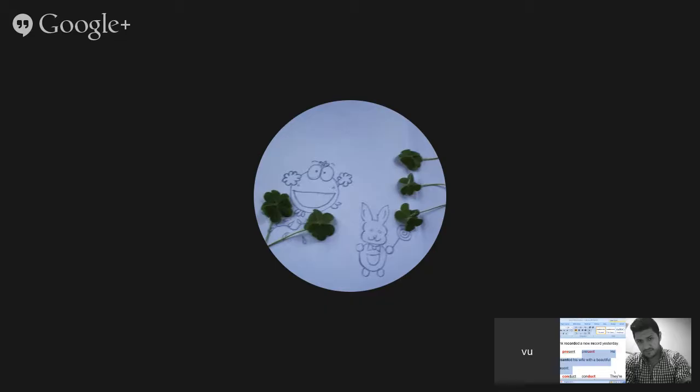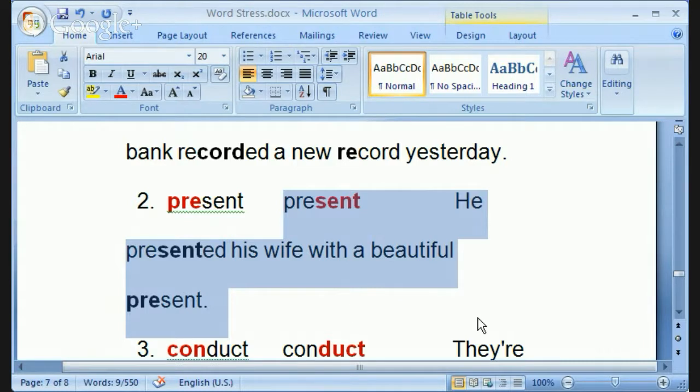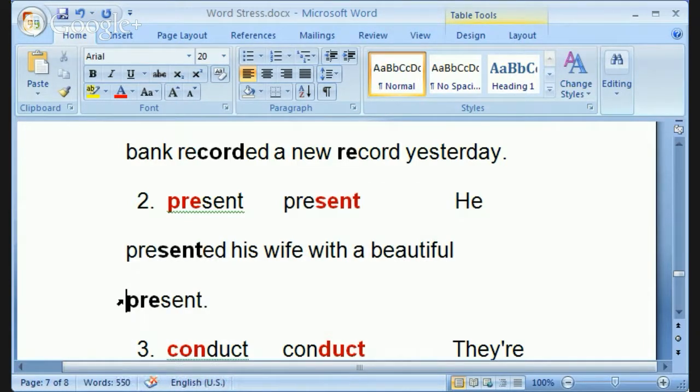Present. Present. Yeah. Present. By the way, when it comes to syllables and pronunciation and all that, whether you consider "pre" to be the syllable or you consider it to be "pres", if that's easier for you, there's no rules about that. It doesn't matter. The main idea is that the vowel sound is the center. The vowel sound is the important thing. So where you place the consonants when you're breaking a word into syllables makes absolutely no difference whatsoever. It really doesn't matter. Okay, so he presented his wife with a beautiful present.